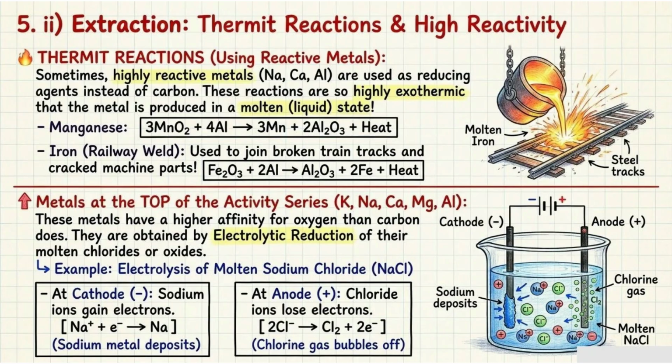Let's take molten sodium chloride, NaCl. We melt it down and run an electric current through it. At the cathode, which is the negative electrode, the positive sodium ions rush over. They gain an electron and turn into pure sodium metal: Na+ + e- yields Na. And at the anode, the positive electrode, the negative chloride ions rush over, lose their extra electrons, and pair up to become chlorine gas: 2Cl- yields Cl2 gas plus 2 electrons.